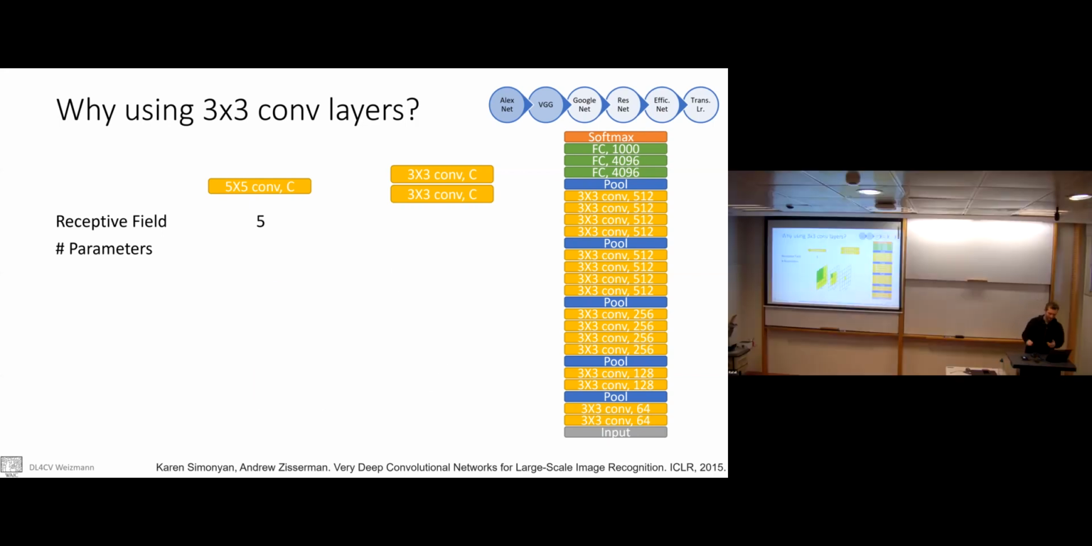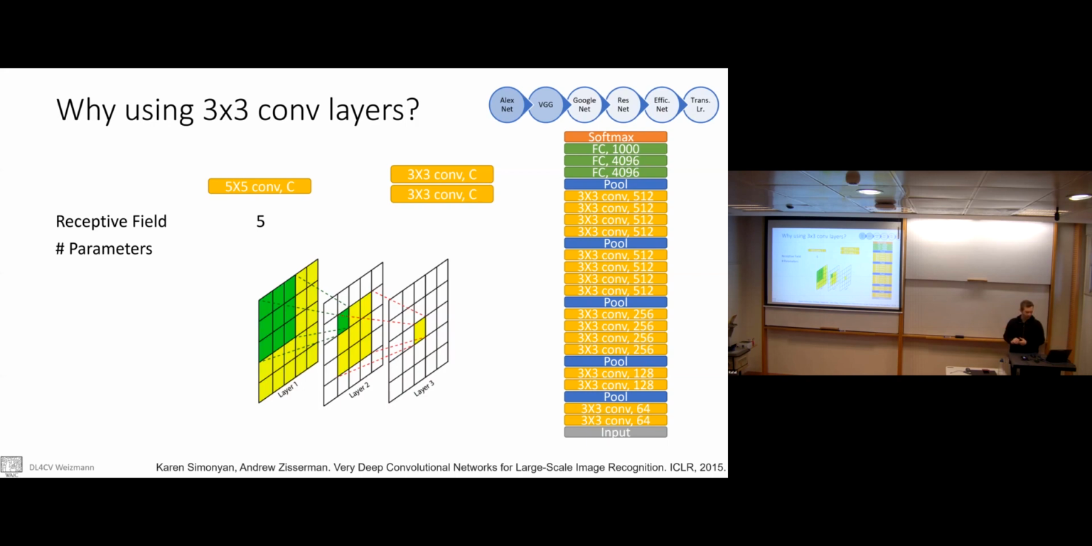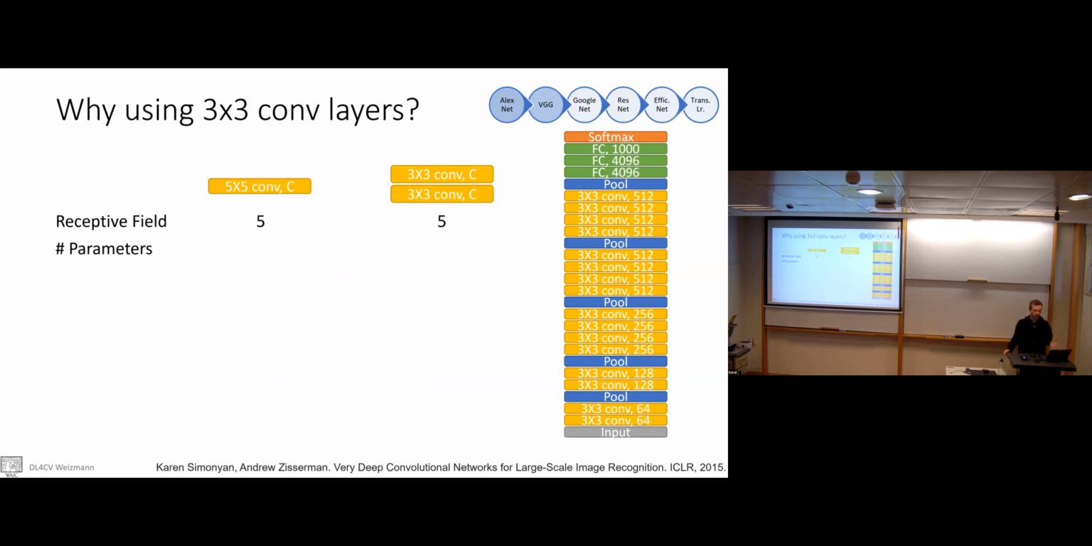Yes. So why? We can look at this image, and imagine that we start with a 5x5 image. We apply the convolutional layer with 3x3 kernel once. We get a 3x3 image, and then we apply it again, and we get a 1x1 image. You can clearly see that the receptive field is 5x5 for those 2 convolutional layers. Is that clear? So this achieves the same receptive field as the 5x5 convolutional layer.